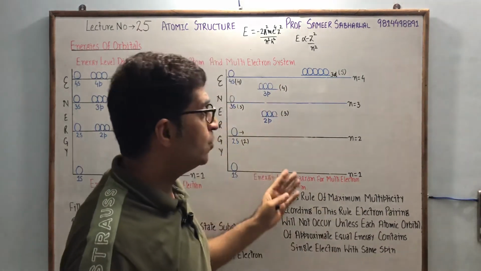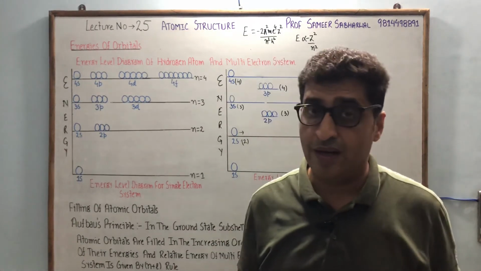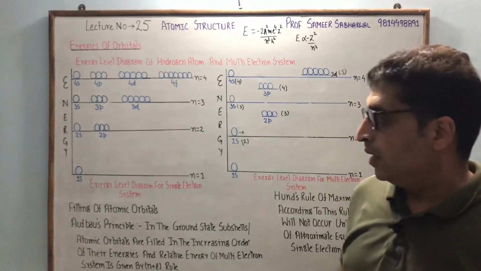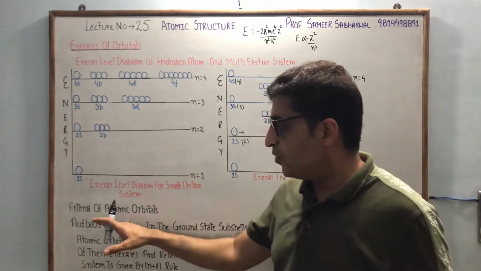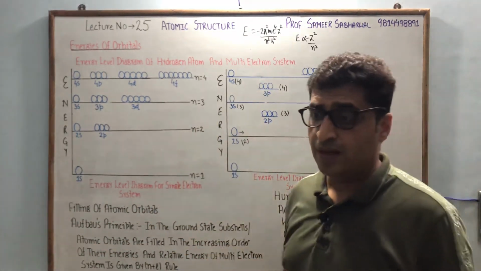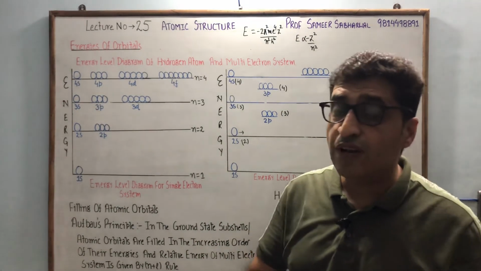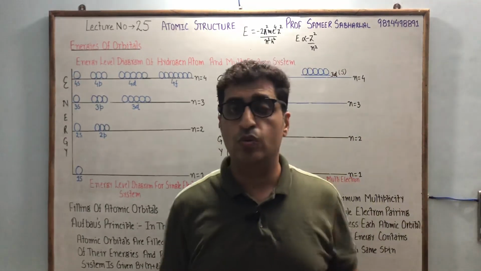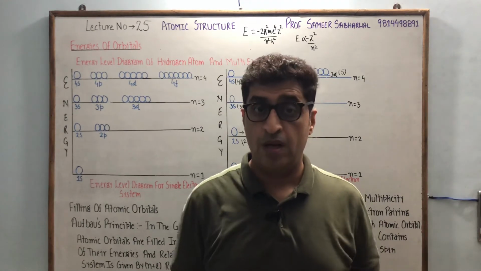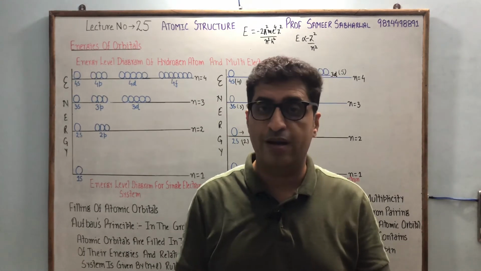So I hope you have got good information about single electron systems and multi-electron systems regarding energies of subshells or orbitals. Now I'm giving you information about filling of atomic orbitals. This is based on the same thing. Aufbau, these are the rules which govern filling of orbitals. These are basically two rules. One is Aufbau's principle, second is Hund's rule. Aufbau is a German word meaning building up.